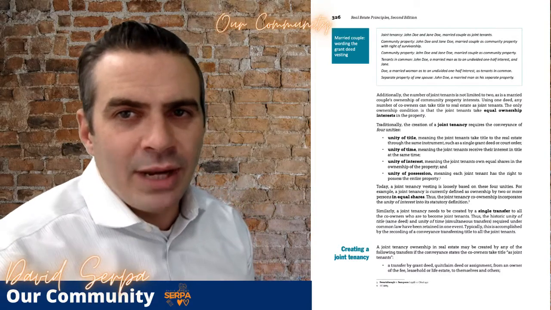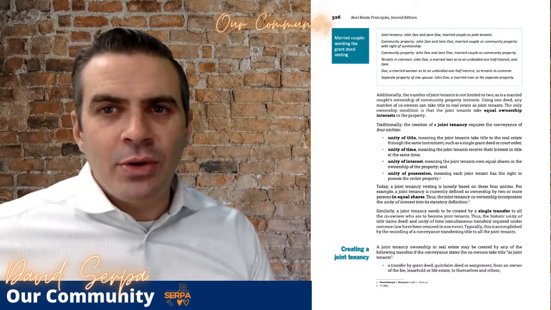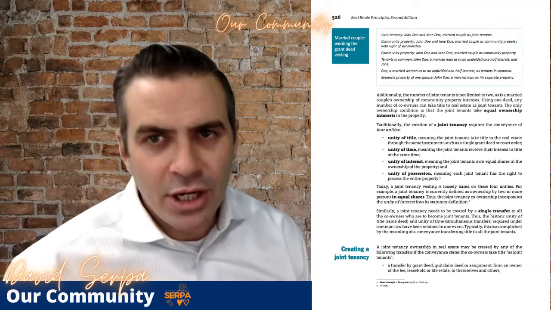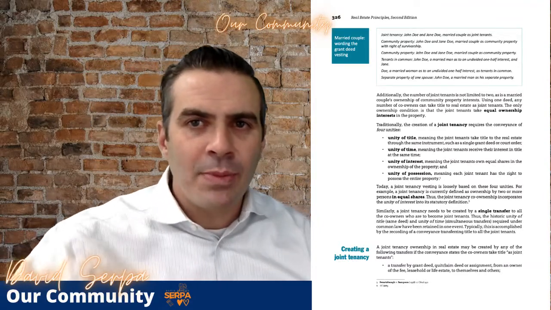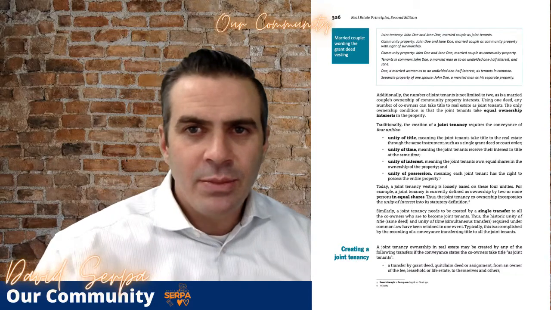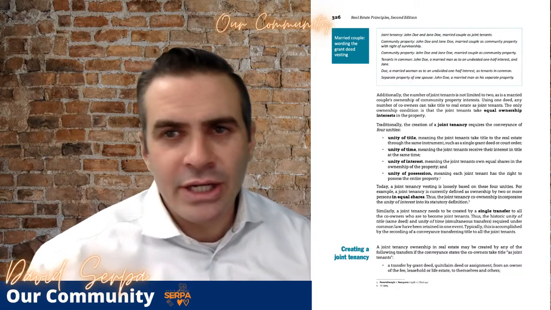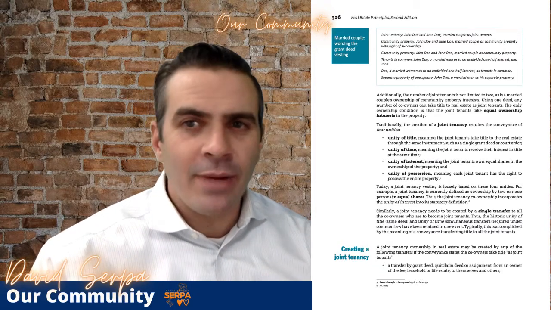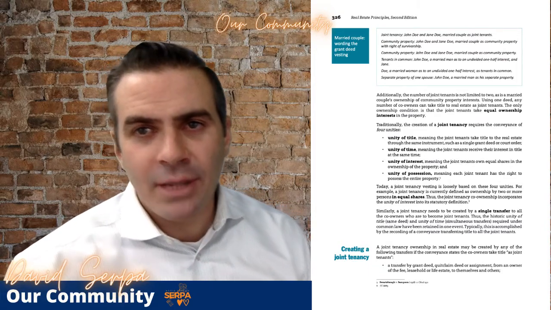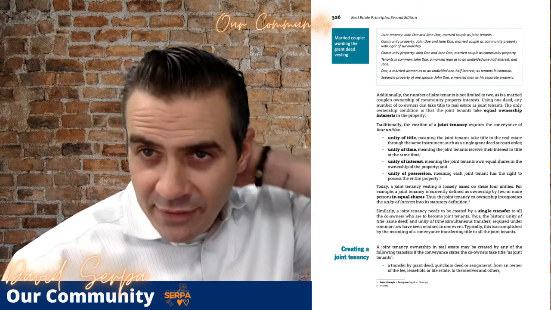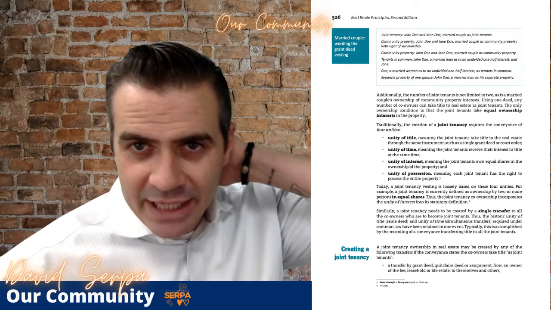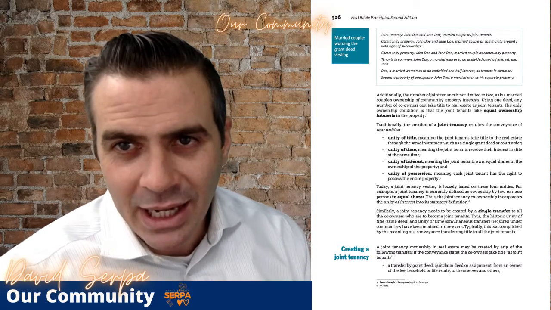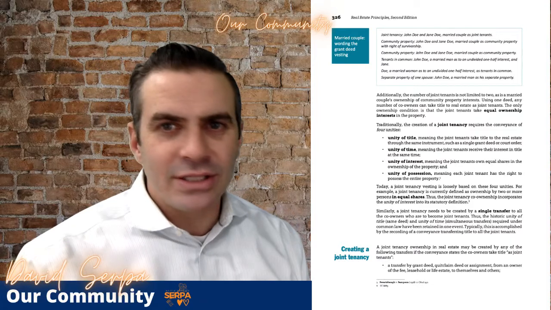Married couple wording in the grant deed. Joint tenancy: John Doe and Jane Doe, married couple, as joint tenants. Community property: John Doe and Jane Doe, married couple, as community property with right of survivorship. Community property: John Doe and Jane Doe, married couple, as community property. Tenants in common: John Doe, a married man, as to an undivided one-half interest, and Jane Doe, a married woman, as to an undivided one-half interest, as tenants in common.